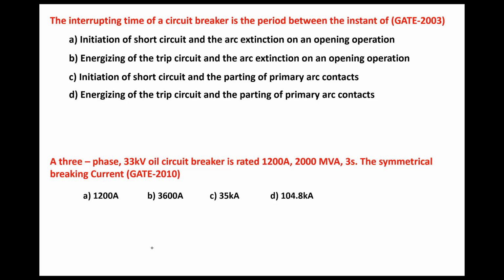The interrupting time of circuit breaker is the period between the instant of... The interrupting time or the circuit breaker time, both are same. So it is the time interval between the instant of energization of trip circuit to the arc extinction on opening operation. So circuit breaker time is the time interval between the instant of energization of trip circuit to the final arc extinction. Understand?